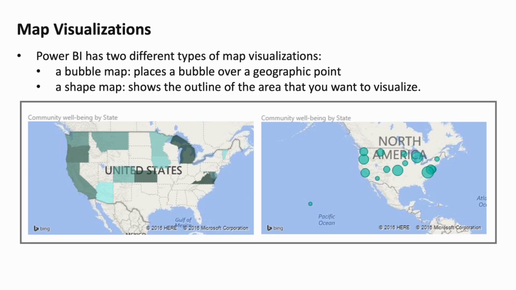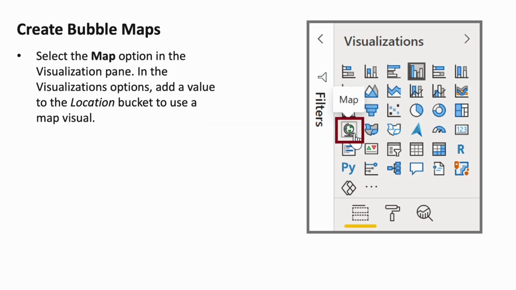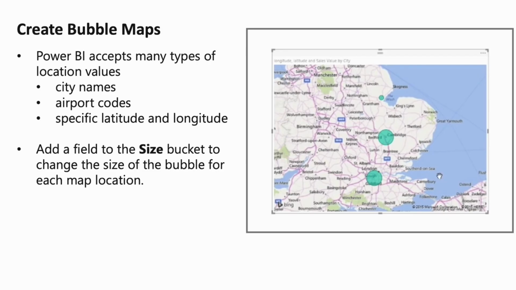Power BI supports bubble maps and shape maps. Bubble maps show data points geographically, shape maps highlight areas. Select Map Visual, add location field, size bucket controls bubble size. Accept city names, airport codes, or coordinates. Adjust bubble size with size bucket to reflect values accurately.